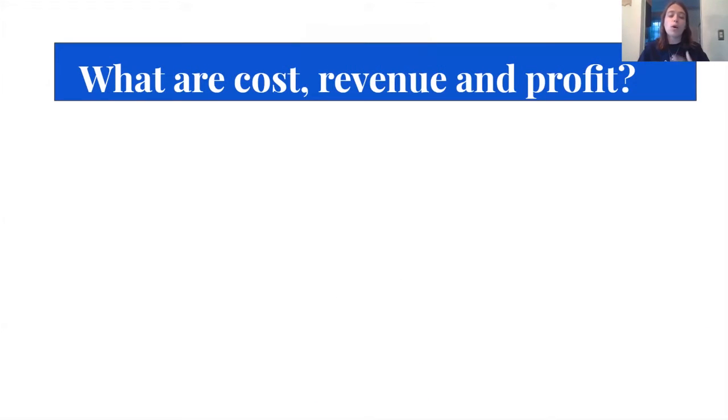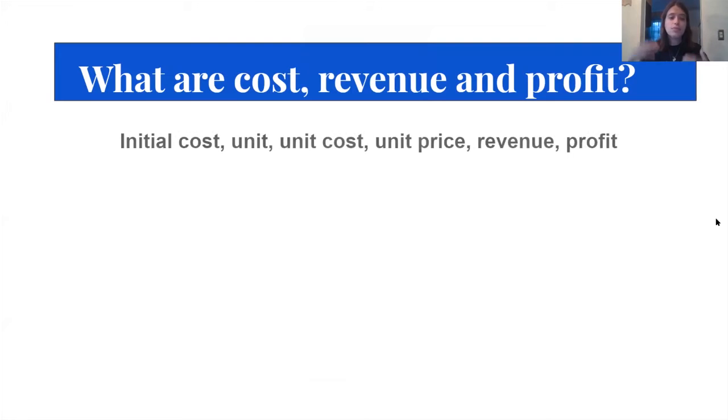So first, as always, we're going to talk about what cost, revenue, and profit are. We need to know what these words are and what they mean. So we're going to do a little activity. I'm going to show you a definition, and you have a word bank up here, and you're going to see if you can figure out which word belongs in the definition. What I want you to do is pause the video after I give you the definition and take a moment and see if you can figure out what the definition is referring to. As you see, we have these words here: initial cost, unit, unit cost, unit price, revenue, and profit.